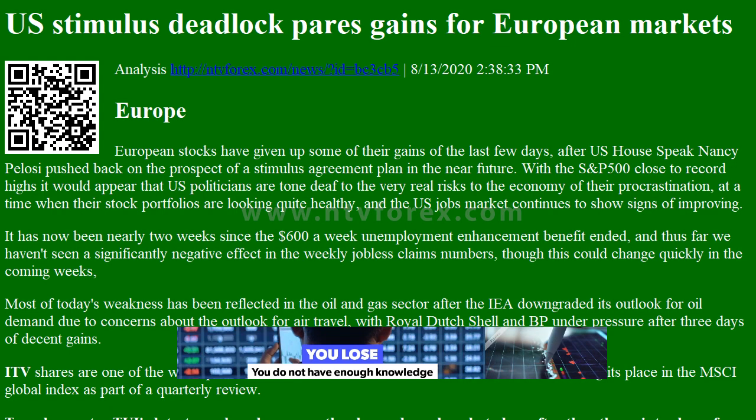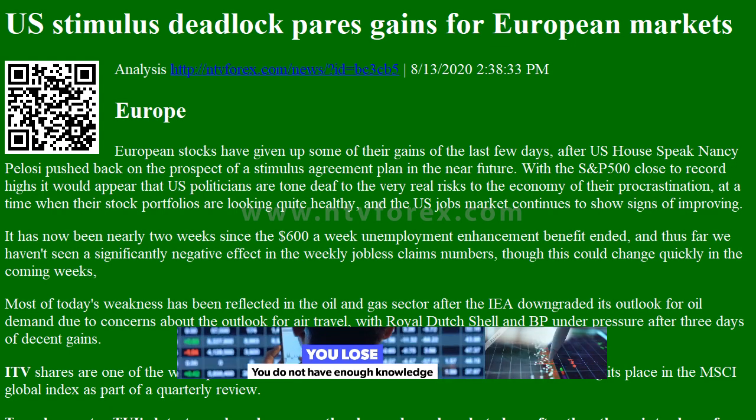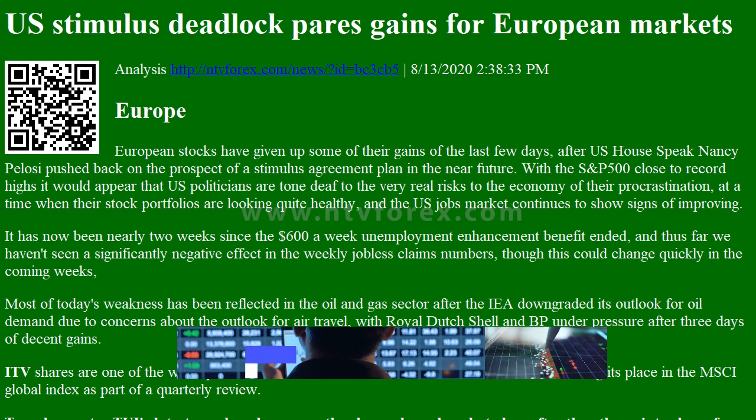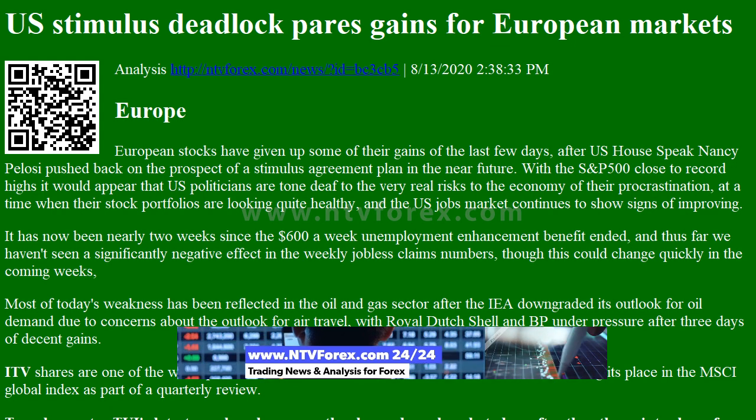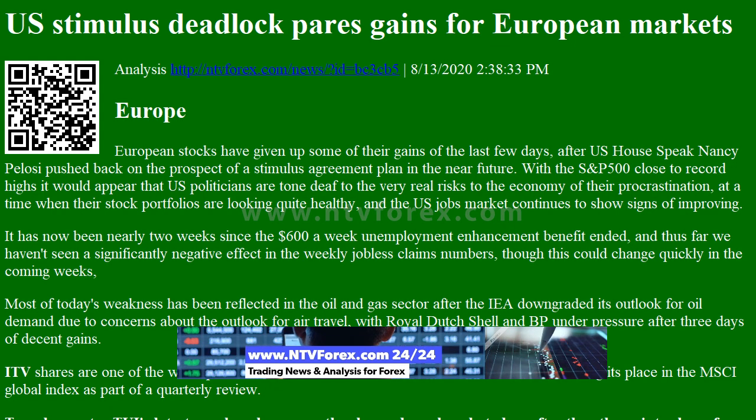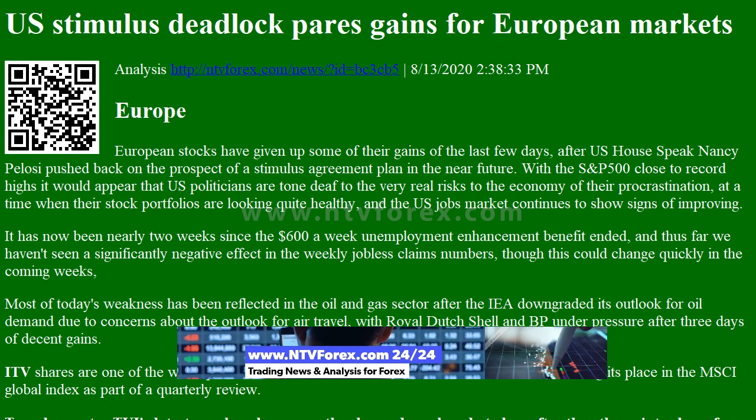US stimulus deadlock pares gains for European markets. European stocks have given up some of their gains of the last few days, after US House Speaker Nancy Pelosi pushed back on the prospect of a stimulus agreement plan in the near future.